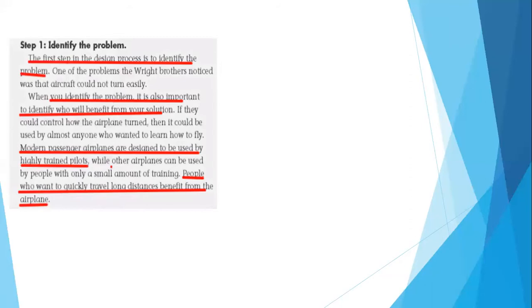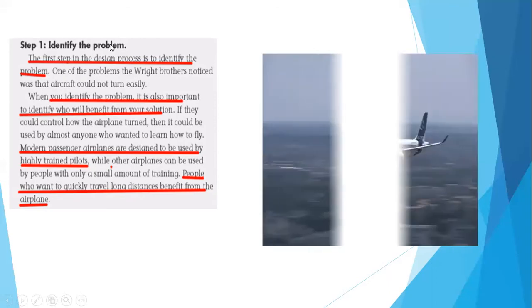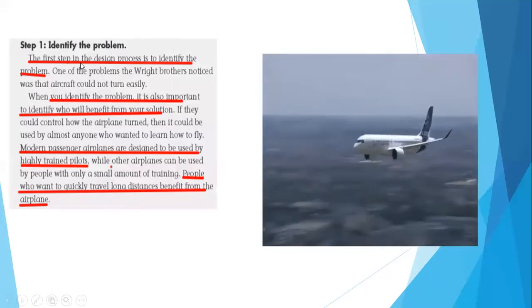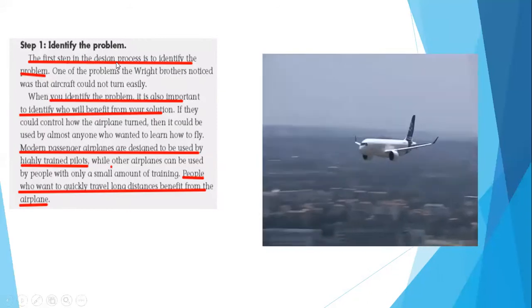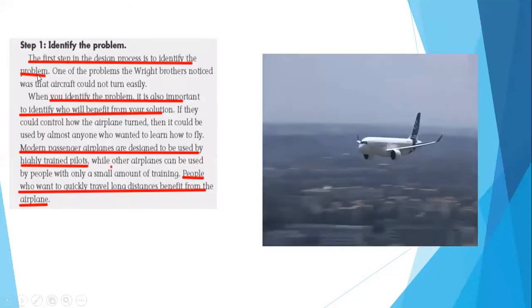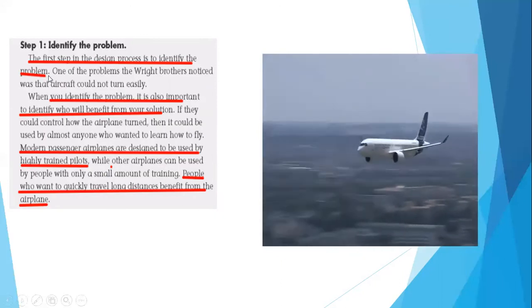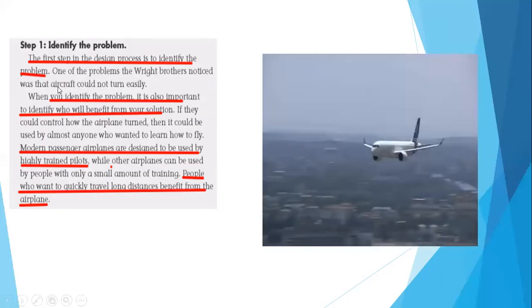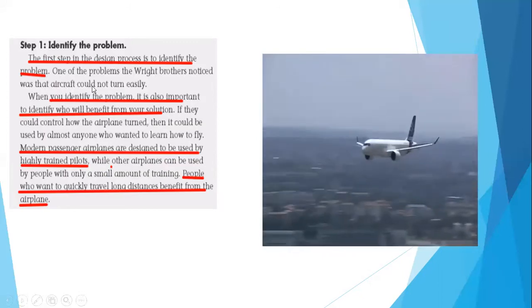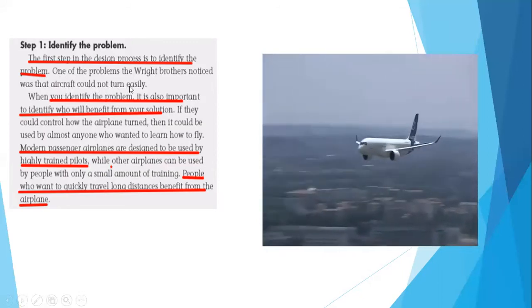Now the first step, as I told you, identify the problem. First, you have to know what the problem is. The first step in the design process is to identify the problem. One of the problems the Wright brothers noticed was that aircraft could not turn easily.